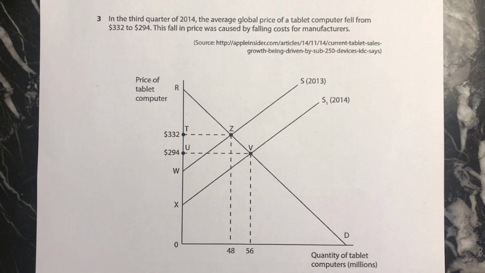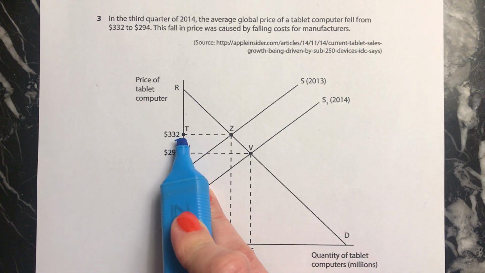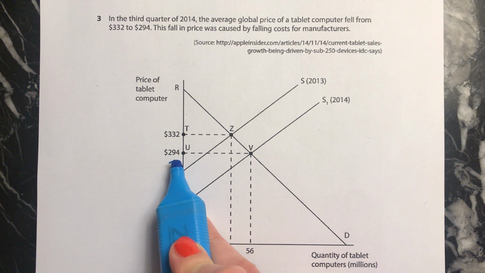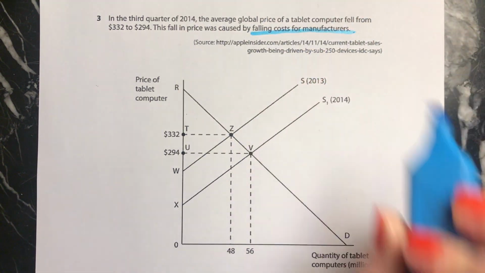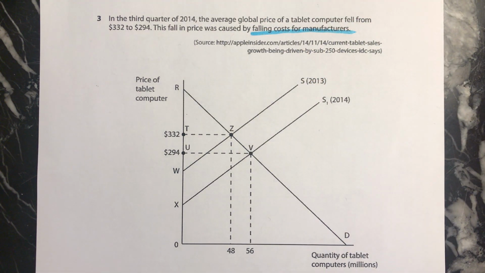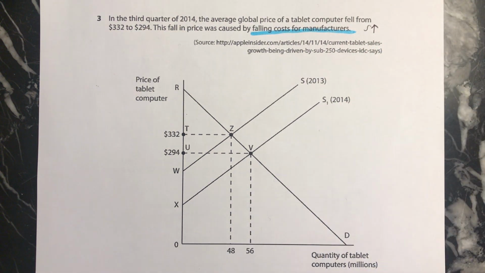This is question number 3, and it gives you this diagram, the demand and supply for tablet computers. The price fell from $332 to $294, and they tell you the reason for that. There were falling costs for the manufacturers, and we know that if we have falling costs for manufacturers, that will cause supply to go up, and that happened.